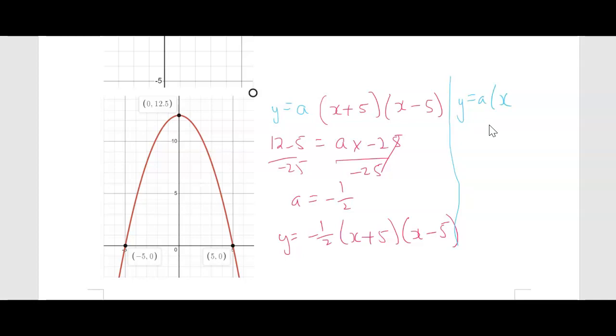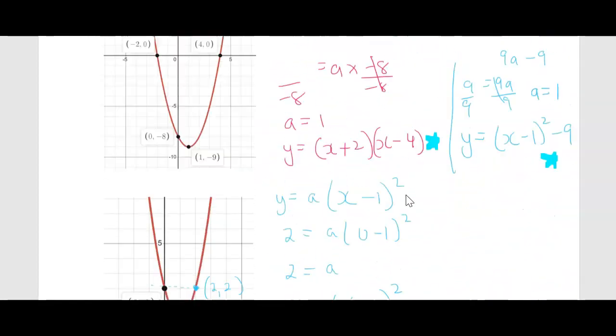If you wanted to do turning point form, your value of h is 0. So this is going to be x squared plus 12.5. And then you'll substitute in a point. So you can do either 5 or -5. You get an a value of -1/2. There we go, 12.5.